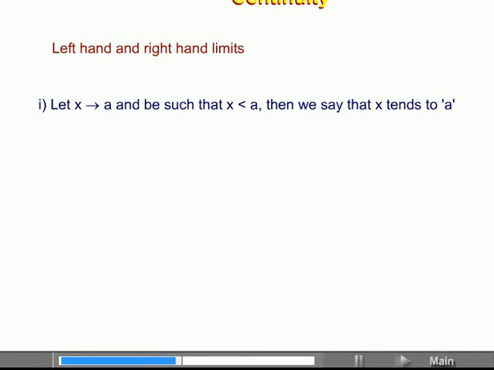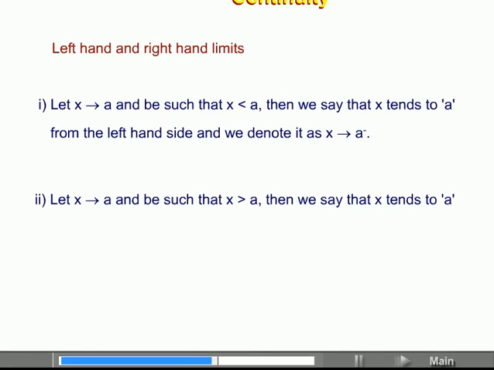Let us now understand the concept of a left hand and a right hand limit. Let x tend to a and be such that x is less than a. Then we say that x tends to a from the left hand side, and we denote it as x tending to a with a minus sign on the top. Second, let x tend to a and be such that x is greater than a. Then we say that x tends to a from the right hand side, and we denote this as x tending to a with a plus sign on the top.